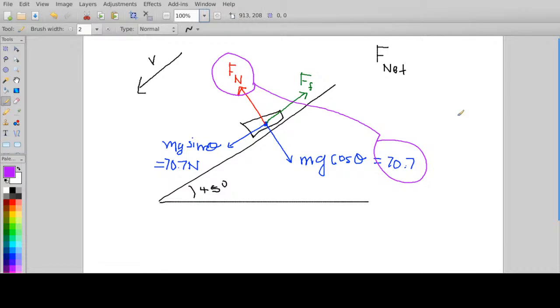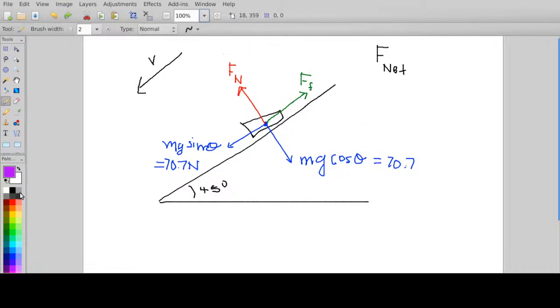Why? Well, it's actually Newton's second law. Suppose that Fn is bigger, like Fn were 71 and this is 70.7, even just a little bit bigger. Then this thing would lift off the inclined plane, because Fn would beat the perpendicular component. That doesn't happen. And what if the perpendicular component wins? Then it would start to dig into the inclined plane. That can't happen either. Neither of those two things is happening.